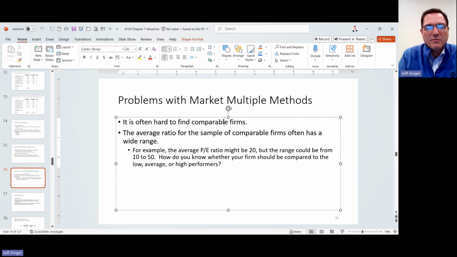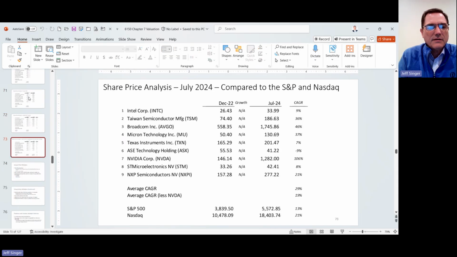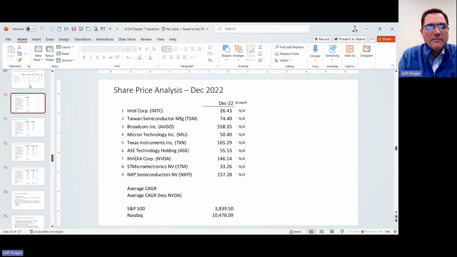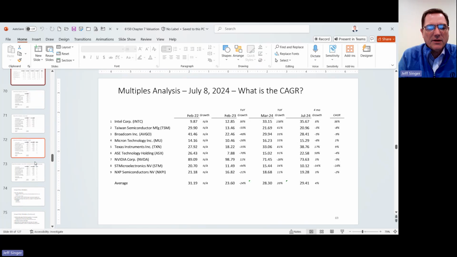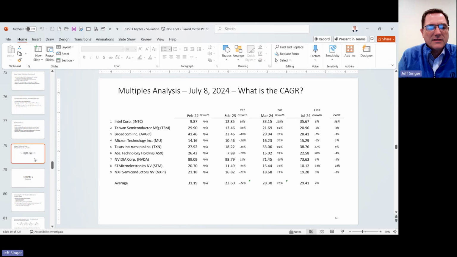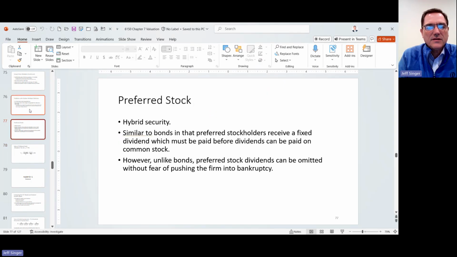The other problem with multiples is the average ratio for the sample of comparable firms often has a wide range, as we saw in the chip sector. That's the share price. Let me go back here. You can see that the multiples go anywhere from 9 in February of 22 all the way to 89. That's a big range, and so it makes it a little bit tricky.